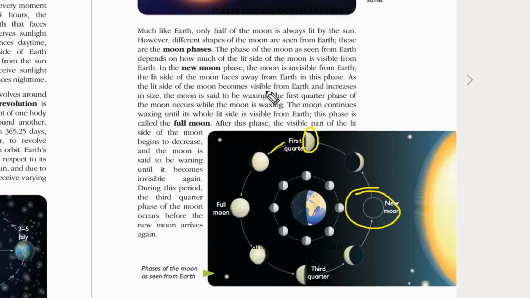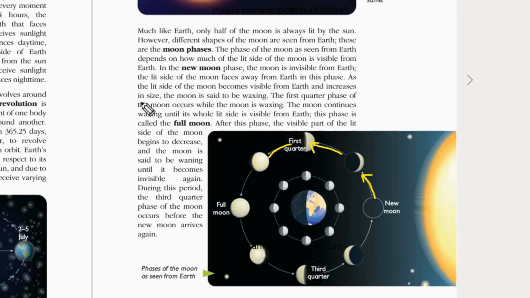As the lit side of the moon becomes visible from the Earth, it increases in size. So now what is happening? The light is starting to appear on the moon. We can see the moon more visibly. The moon is always present, but sometimes there is more light on it, so we can see it in different phases. Now look, it's increasing in size. Now we can see more of the moon. As you can see, from the new moon it became more visible, then more clearly it became the first quarter.